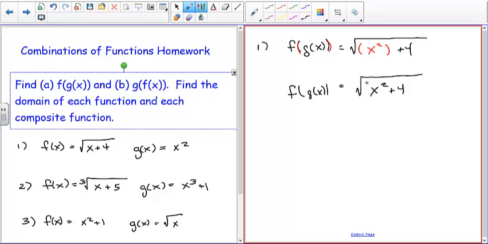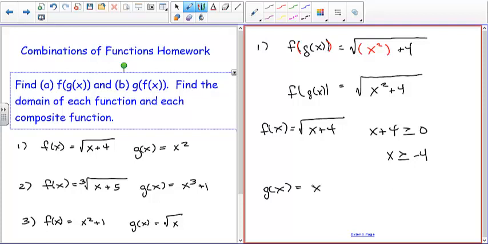Now one thing you've got to figure out, they don't ask, oh yeah, they do, find the domain of each function and each composite function. So f of x is the square root of x plus 4, and for radicals, the argument of the radical has to be greater than or equal to 0. So if we subtract 4 from both sides, we'll get x has to be greater than or equal to negative 4. For g of x is x squared, well, it's a polynomial, so you can use any real number. So we can show it as such.